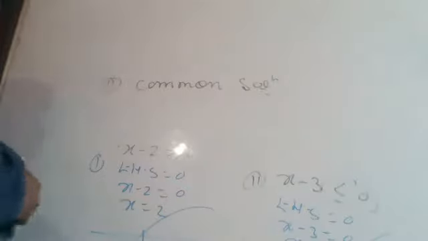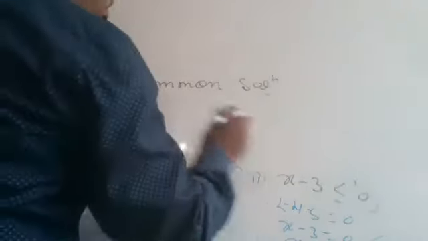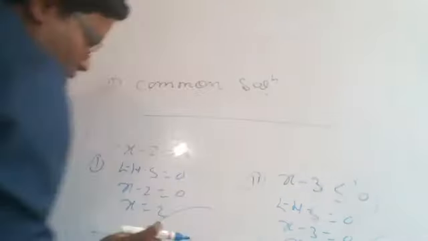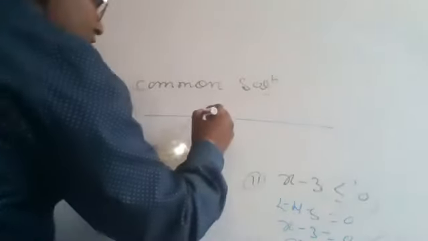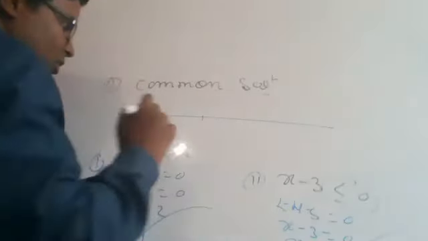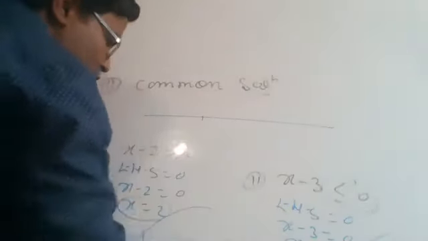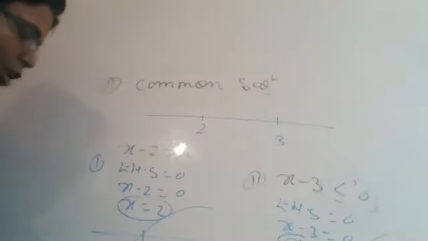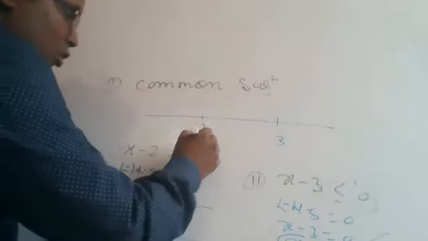How do we get the common solution? Just see on the board. It is a very simple step. We have to put all the solutions, it means all x, onto the same number line. Be very careful. We have to put all solutions, it means x equals 2 and x equals 3, onto the same number line. This one. According to the first solution, what is it? 2 to infinity.